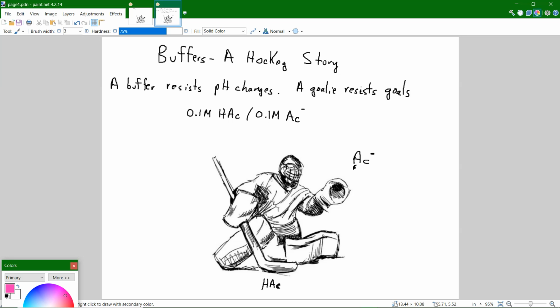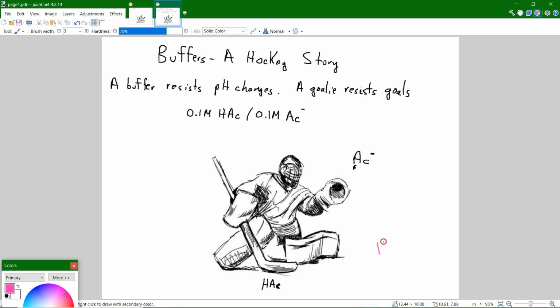Now, I've drawn this picture, or maybe I've just grabbed it from somewhere, royalty free, which it is, and there are two lines of defense, and that is the key with buffers, is that you have two lines of defense. So let's take the glove to stop all the wrist shots which are coming from a strong acid. So they're going high, and the glove is made of acetate.